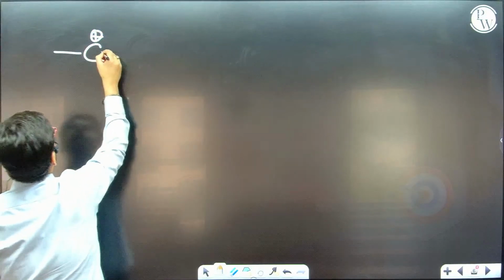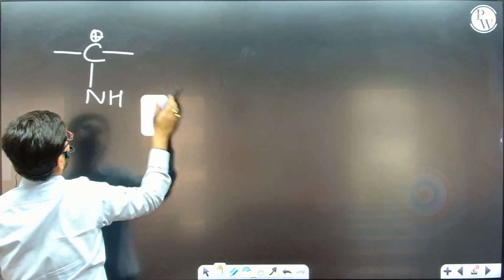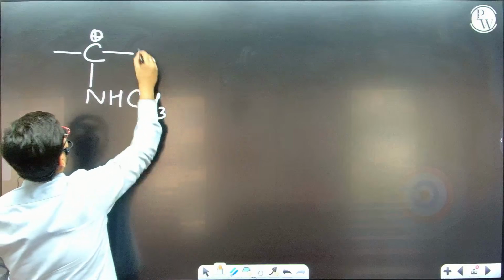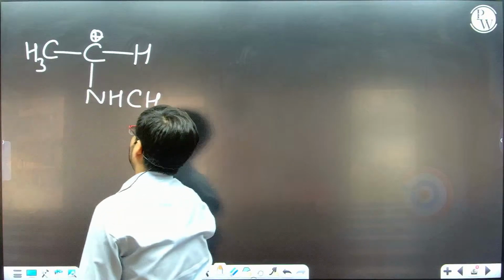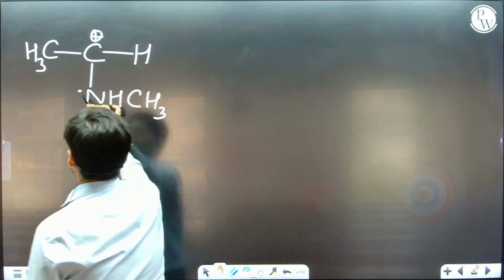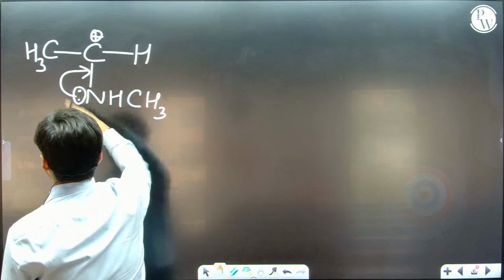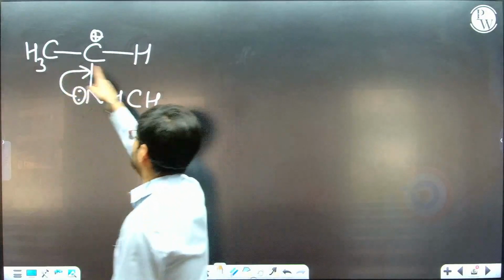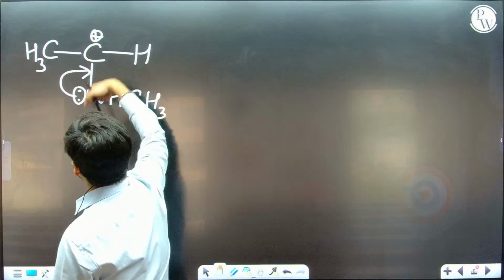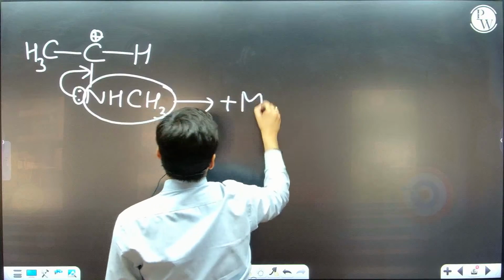Now see, if I have, let's say, this species where carbon carries a plus charge, and if I ask you what kind of mesomeric effect is being shown by NHCH3, so clearly if I start doing resonance structures, this is going to be the flow of electrons. That means again I can say that the lone pair of nitrogen is being donated. So the lone pair is in conjugation with this positive charge, which means I will say NHCH3 is showing plus M effect.